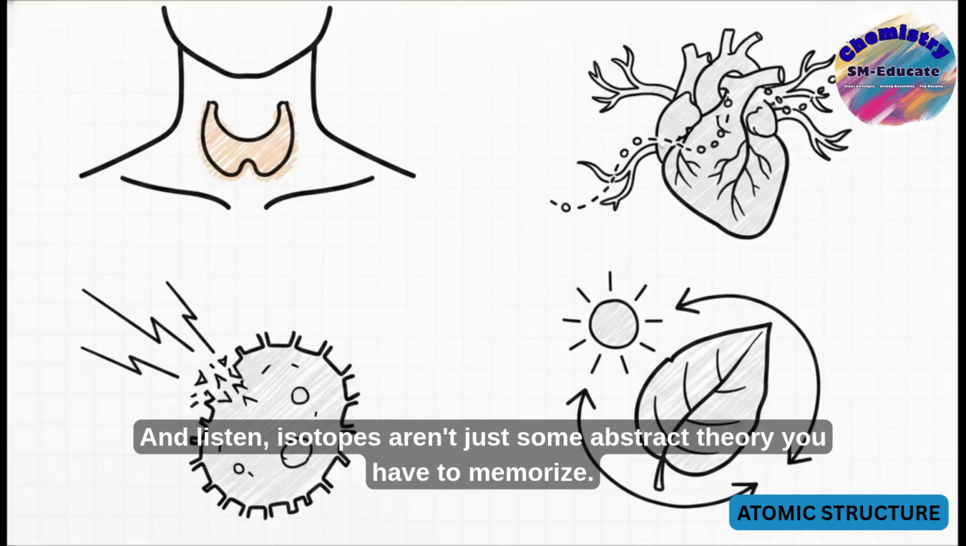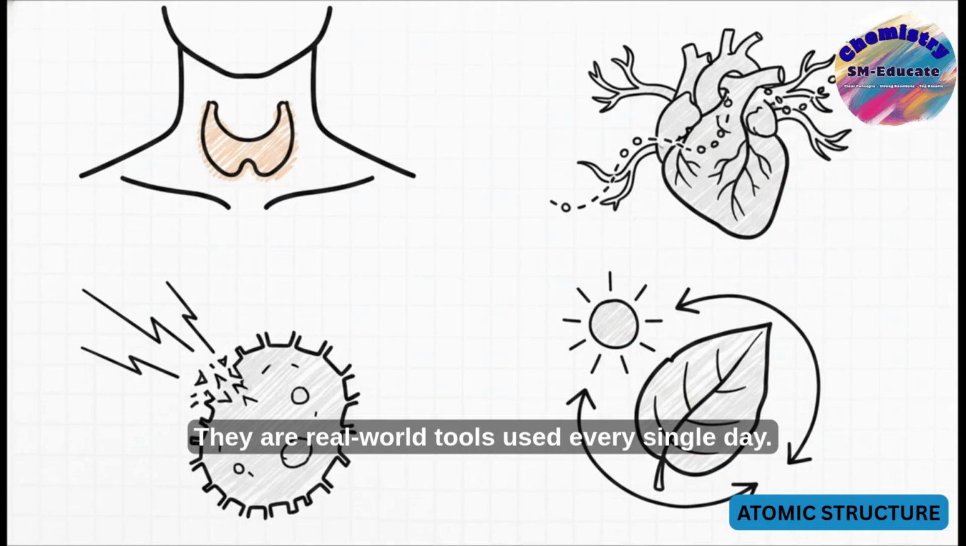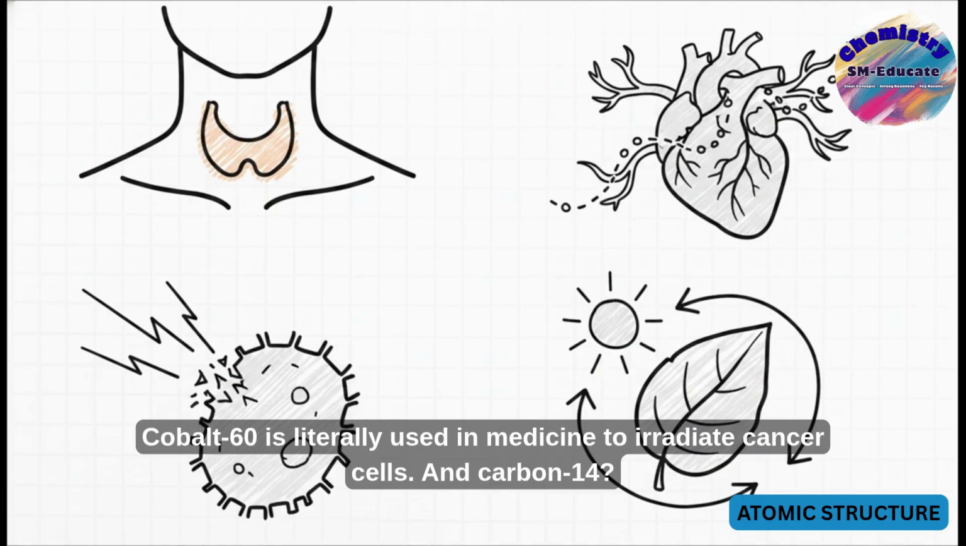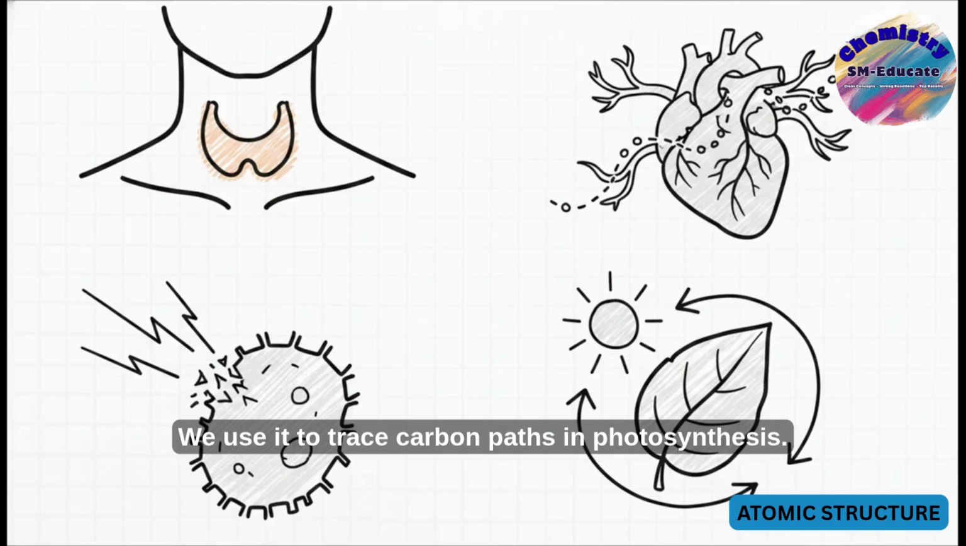And listen, isotopes aren't just some abstract theory you have to memorize. They are real-world tools used every single day. We use iodine-131 to diagnose thyroid issues. Sodium-24 is used to trace your blood flow. Cobalt-60 is literally used in medicine to irradiate cancer cells. And carbon-14, we use it to trace carbon paths in photosynthesis. This is seriously powerful, real-world chemistry in action.